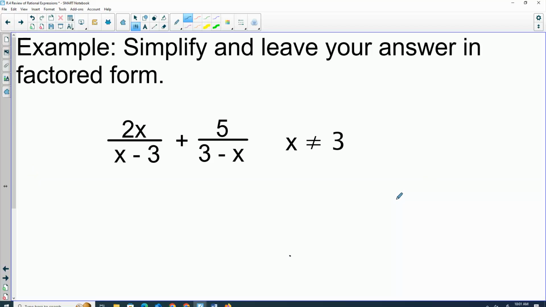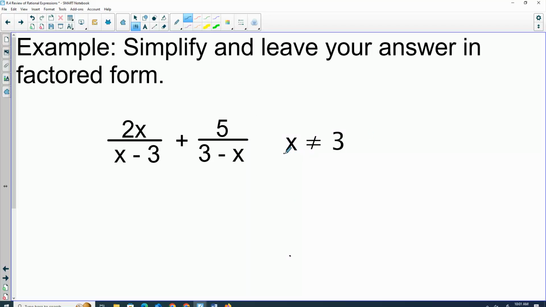Do we have a common denominator? No. But they're very close, aren't they? Yeah. X minus 3 and 3 minus x, what's the difference? A negative. So all you have to do is take one of these and multiply by negative 1.